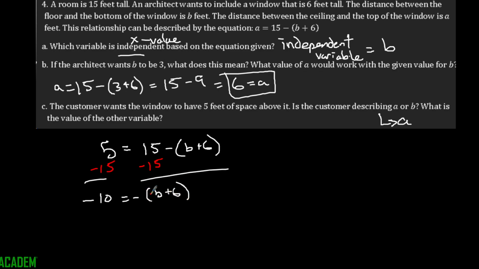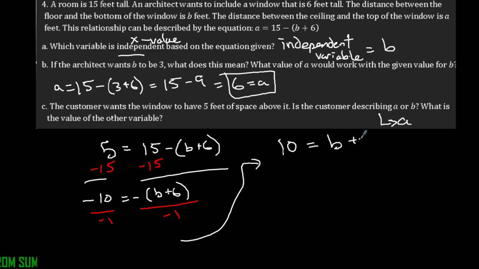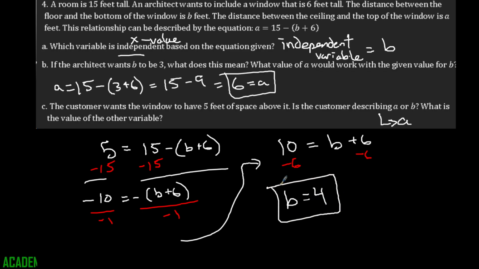Now I can divide both sides by negative 1 to get rid of that negative coefficient. Negative 10 divided by negative 1 is positive 10. So now I have positive 10 equals b plus 6. Subtract 6 from both sides, and we get our answer: b equals 4. So make sure you can set up those equations and solve for the unknown variable.